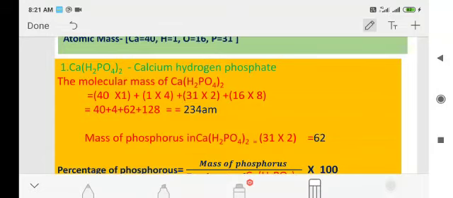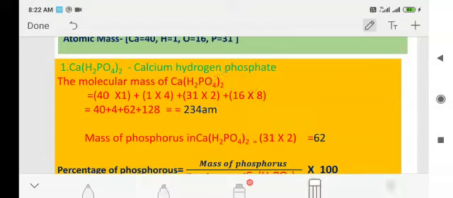Then go for oxygen. Oxygen you will find O4 here and 2 outside. The 4 2s are 8. So altogether 8 oxygens are there. Mass of oxygen is 16. So 16 into 8 you will get 128 here.